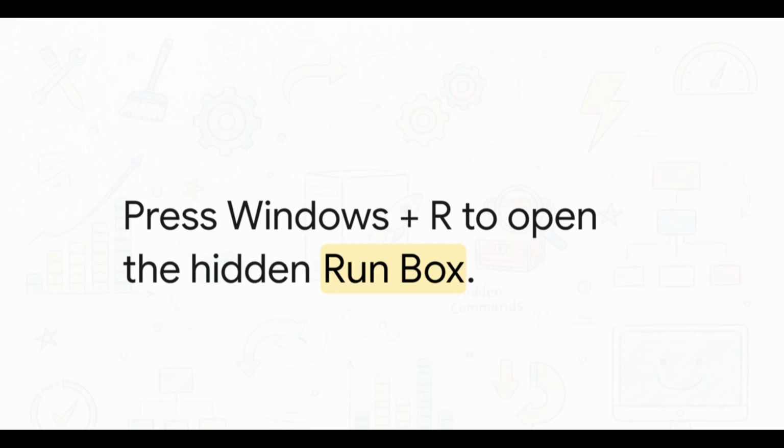Now, the foundation for our entire explainer today, kind of like the master key to all of this, is a simple keyboard shortcut. All you have to do is press the Windows key and the letter R together. That's it. Doing this opens up the Windows Run box. It's this tiny little window that pops up in the corner, but hey, don't let its size fool you. This little box is your gateway to total system control.